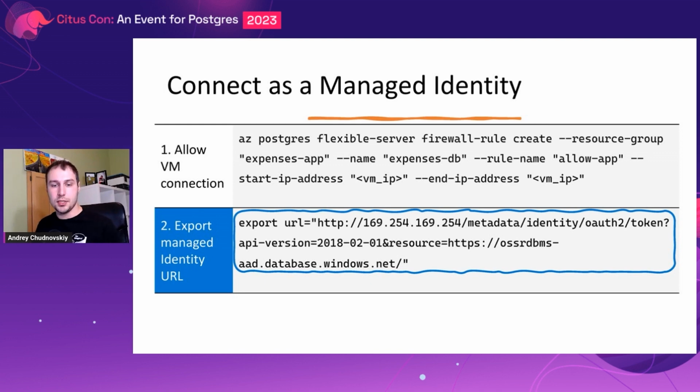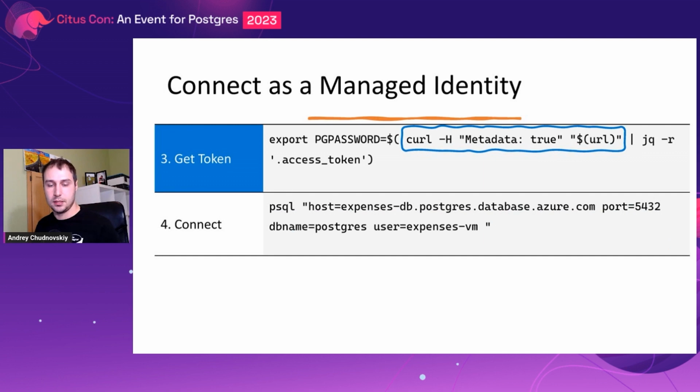Start by using the URL to get the managed identity token. That is a special URL which is used to obtain managed identity tokens. And the resource type you use for Flexible Server is ossrdbms-aad.database.windows.net. Now we use curl in order to call the URL we just exported, get back the token, and use the same technique of jq plus PGPASSWORD to export it for psql to use.